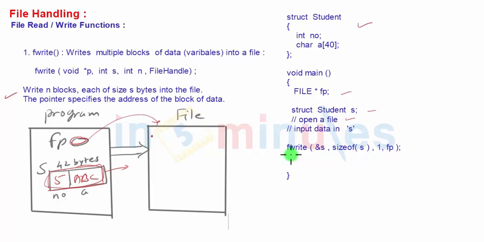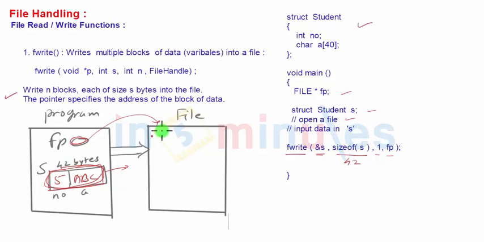For that we can use the function fwrite. First you have to mention the address of the variable to be written. I want to write s into the file. So here I'll mention the address of s, that is &s. Then you have to mention the size of the data block, that is sizeof(s), which will be obviously 42 bytes. And I want to copy only one block of memory, so I'll write 1 over here, and fp will mention the file pointer in which you want to write the data.